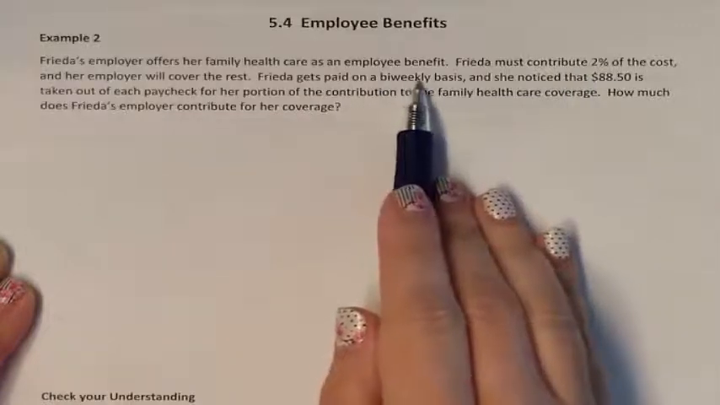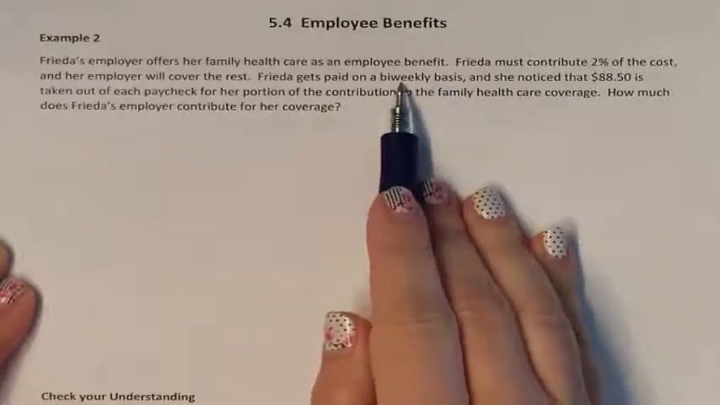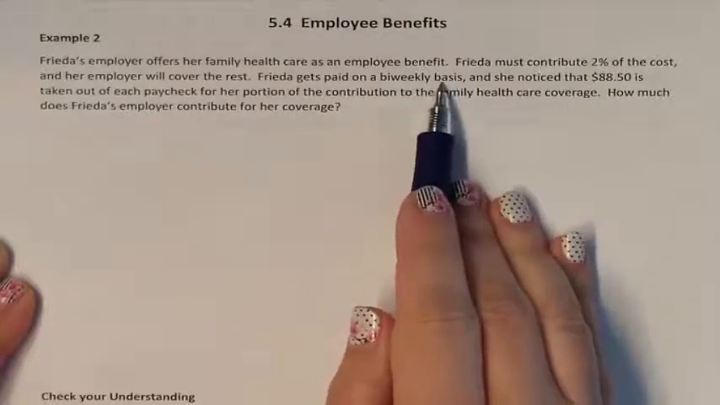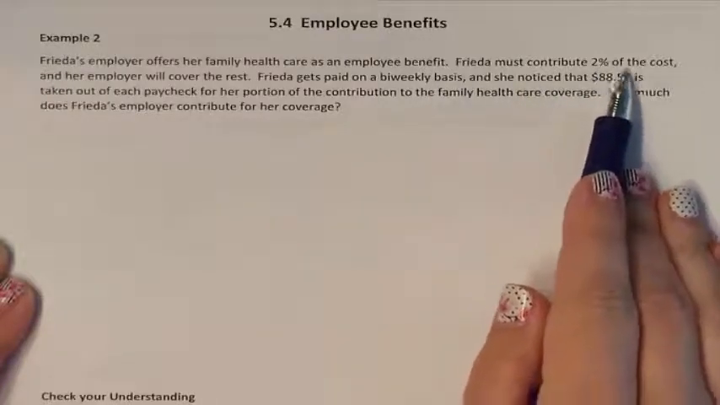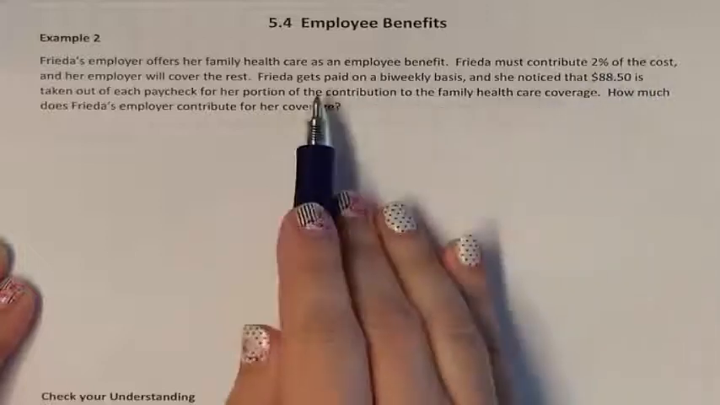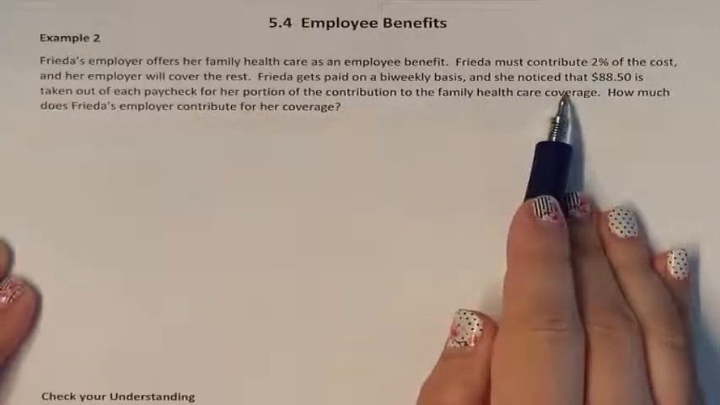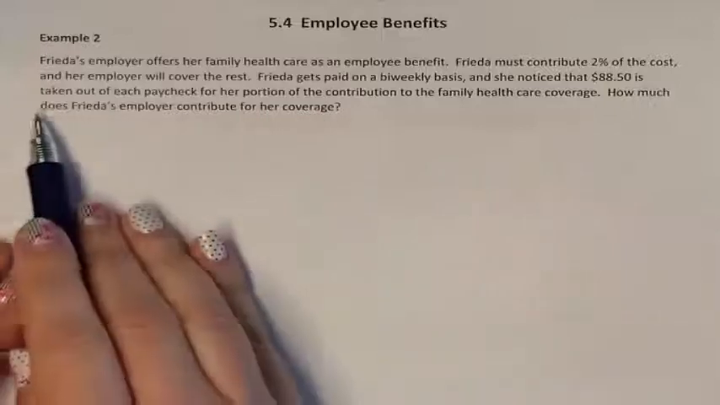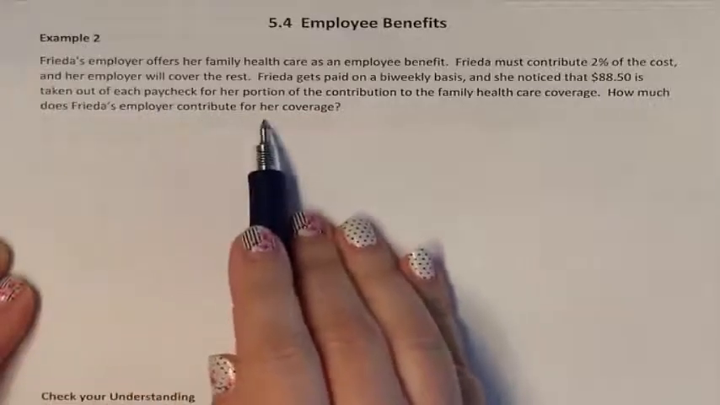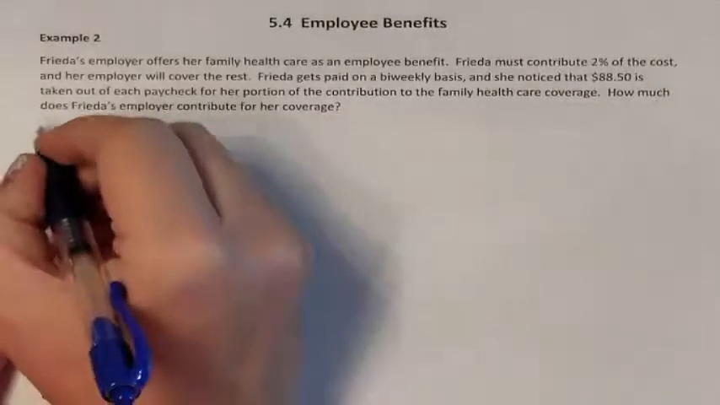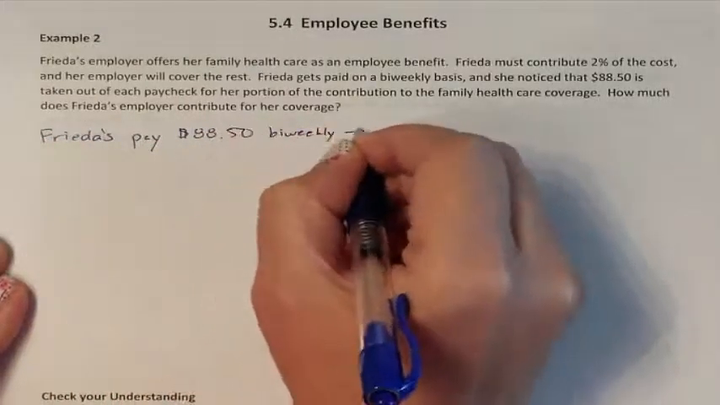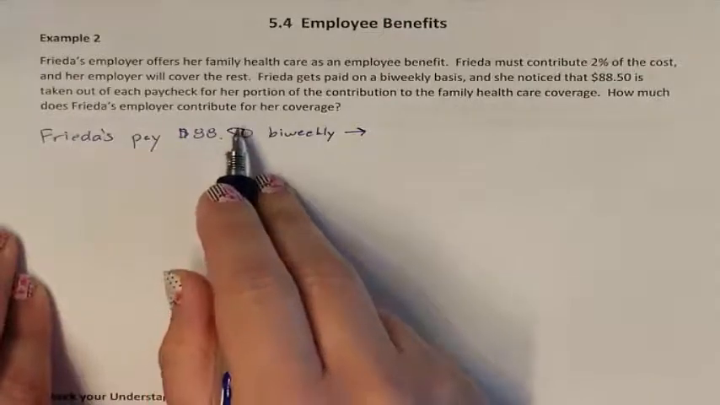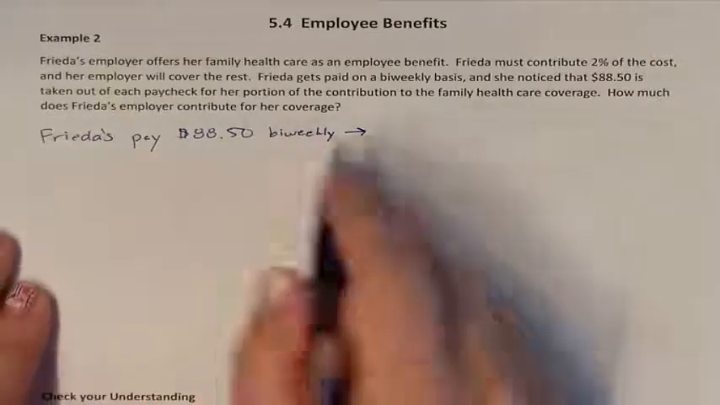Frida gets paid on a bi-weekly basis, meaning she gets 26 paychecks. On every one of those, she's noticing that she is paying $88.50 for her contribution to the health care. It wants to know, how much does Frida's employer contribute to the health care? So Frida pays $88.50 for the health care bi-weekly.